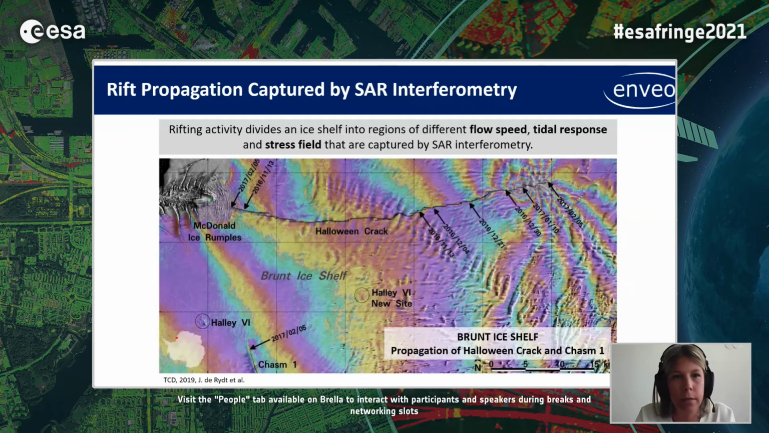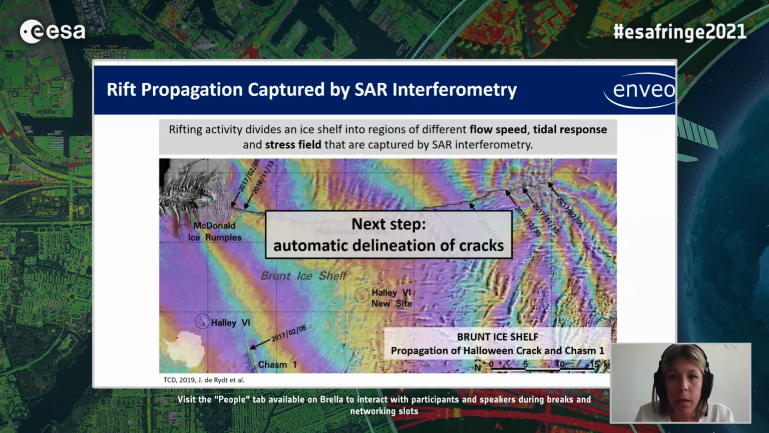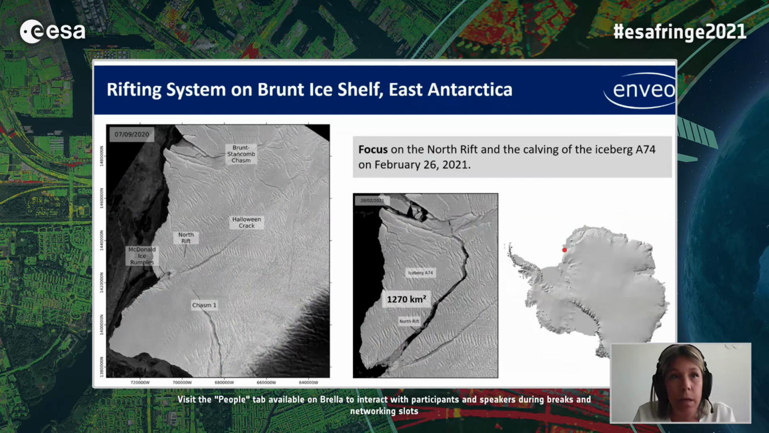proposed a method for extracting this information and exploiting it at a larger scale for actual operational monitoring, for example. That's really what we aim at doing in this work. We want to develop and propose a method for the automatic delineation of cracks with InSAR. For demonstrating our method, I will focus on the rifting system of Brunt ice shelf in East Antarctica, located here, shown by the red dot.